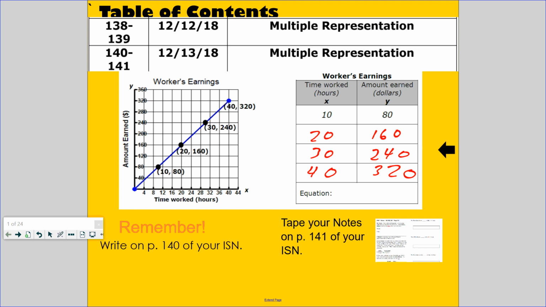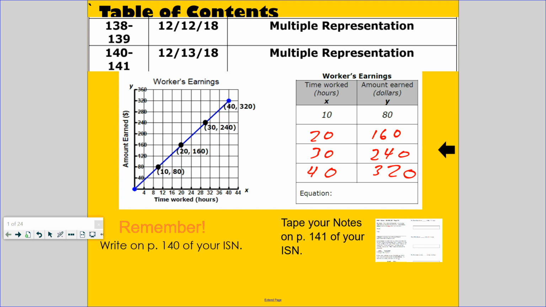So before we continue on, we have a graph, we did a verbal description about Colin, and we have a table. Which one is the dependent and independent? So we're bringing in more terminology. Dependent, which one depends on what? So let's think. Does the time worked in hours depend on the amount earned in dollars? Does that make sense?